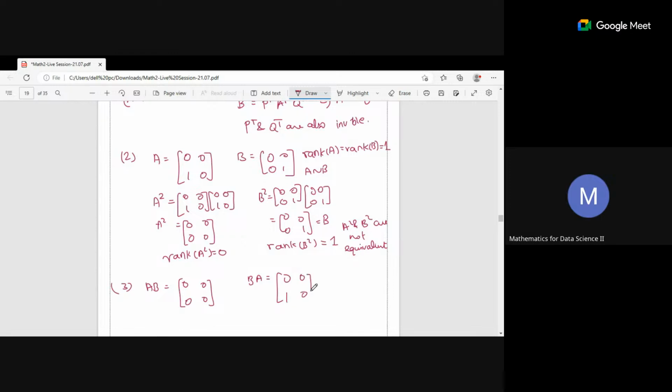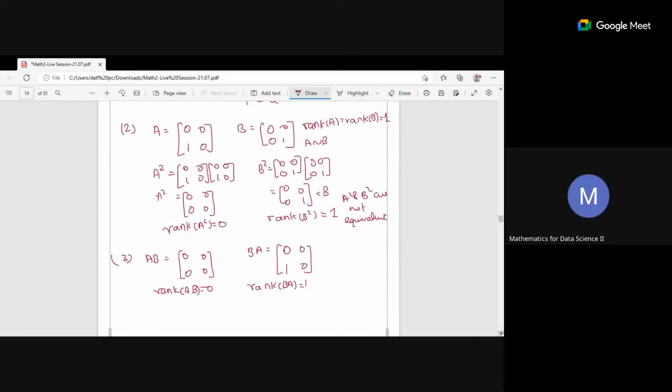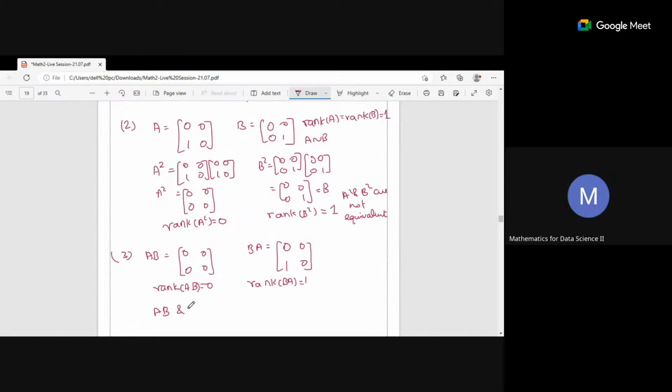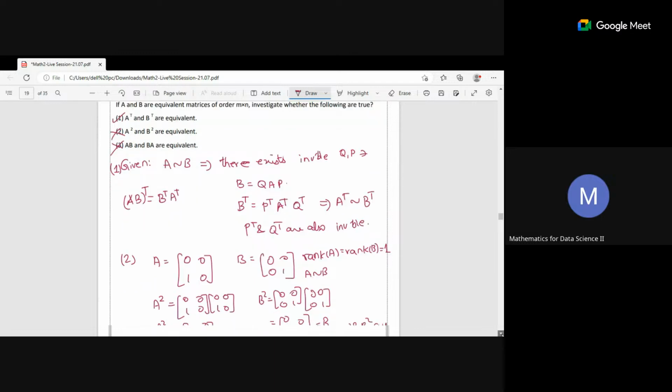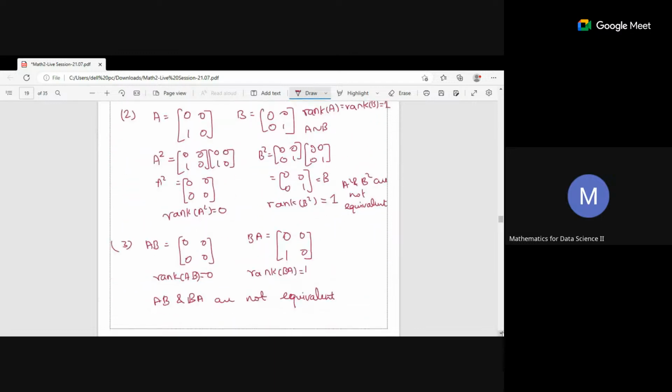Is that correct? Yes, ma'am. So rank of AB is again 0 and rank of BA is 1. So AB and BA are not equivalent. Okay. So you see that AB and BA are not equivalent. So only A transpose and B transpose are equivalent. Okay. Fine. So up to this, is this clear?